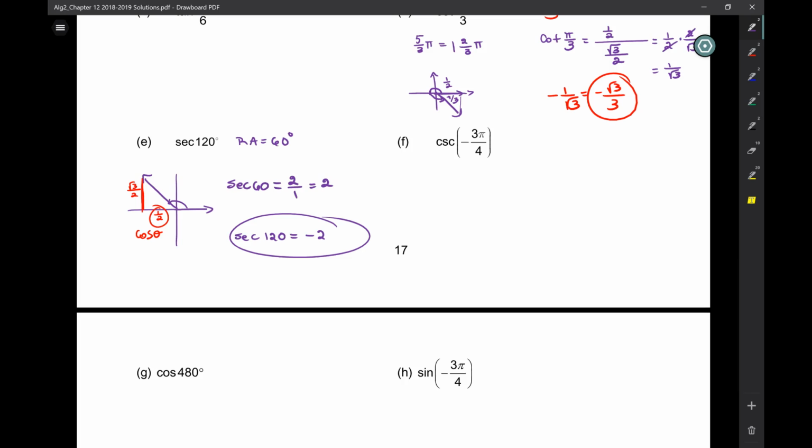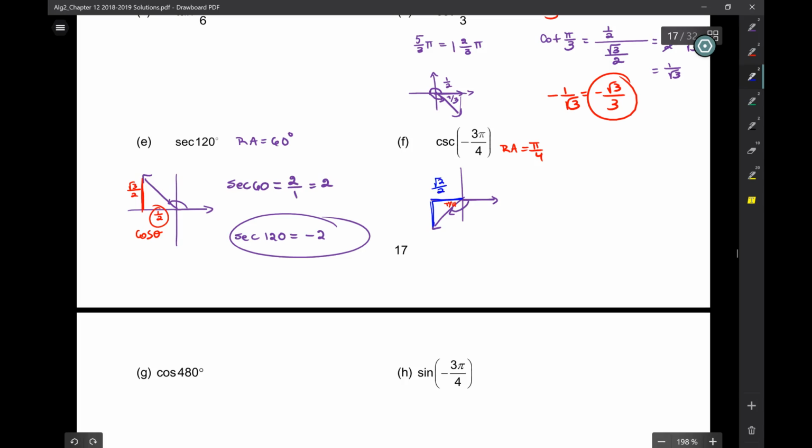All right, so why don't we put this triangle on the board? Go ahead and I'll put this triangle on. Where is negative 3 pi over 4? It's in quadrant 3. What's the reference angle? And now, if it's pi over 4 here, what do I know about the sides? They're both root 2 over 2, right?